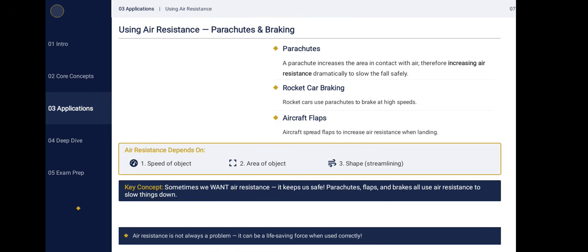So you have to learn some key concepts. Sometimes we want air resistance and it keeps us safe, like parachutes, like air flaps, like rocket car brakes. All of these engineering products use resistance to slow things down, and air resistance is not always a problem. It can be a life-saving force when used correctly.